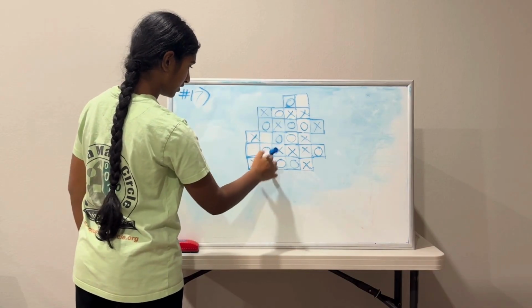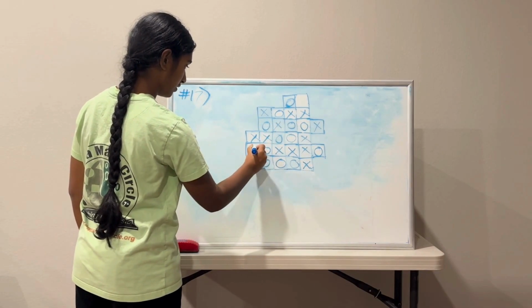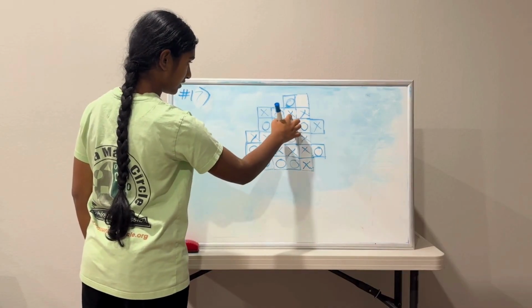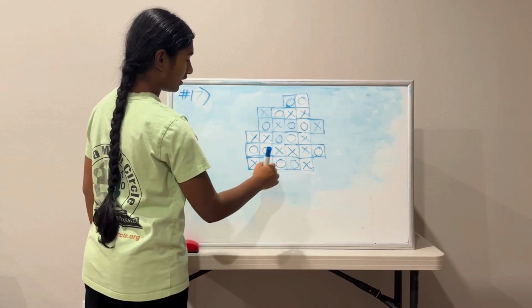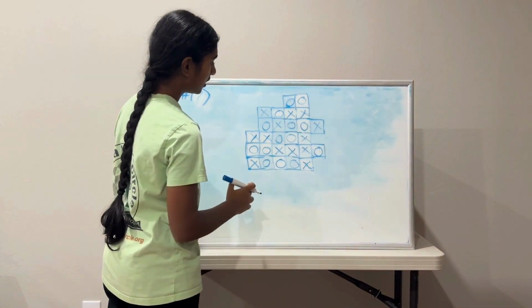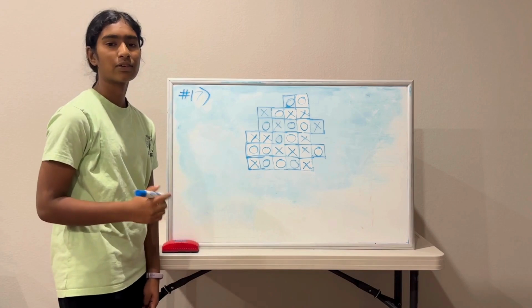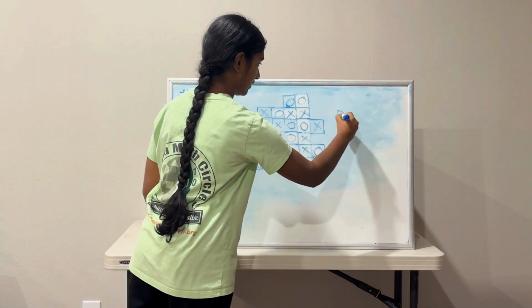3 O's, X. 3 X's, O. And 3 X's, O. So now over here in this column, that's what we were solving for. Here we have 2 circles and 4 X's, which would mean our answer is B.